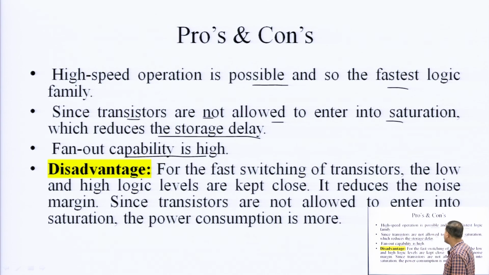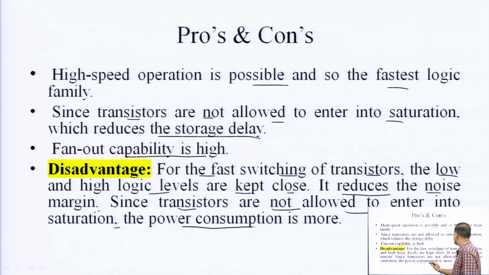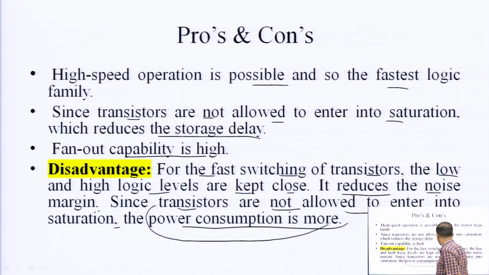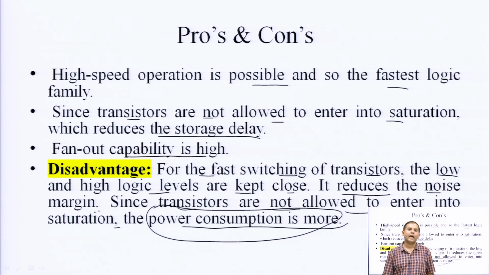Now, what are the disadvantages? For the fast switching of transistors, the low and high logic levels are kept close. It reduces the noise margin. Since transistors are not allowed to enter into saturation, the power consumption is more. This is again one big factor: as the transistors are not allowed into the saturation mode, it causes more power consumption. Though the speed is high, the power consumption is more. So it has the advantage of high speed, but the disadvantage of more power consumption.